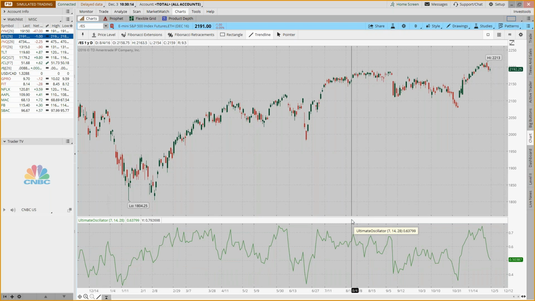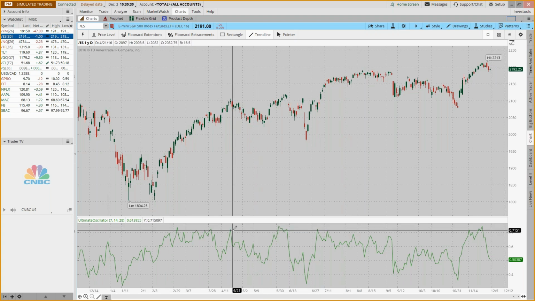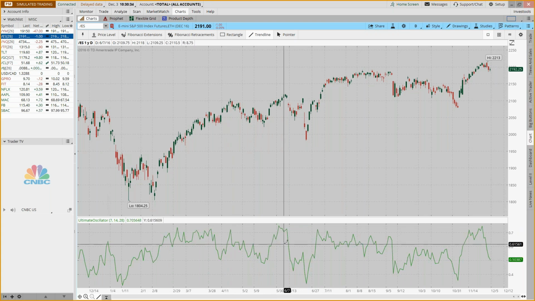Now, there's 3 steps to a buy signal with this as well. This is the way it was ideally meant to be used. So initially what you want is divergence. You want to see divergence form.